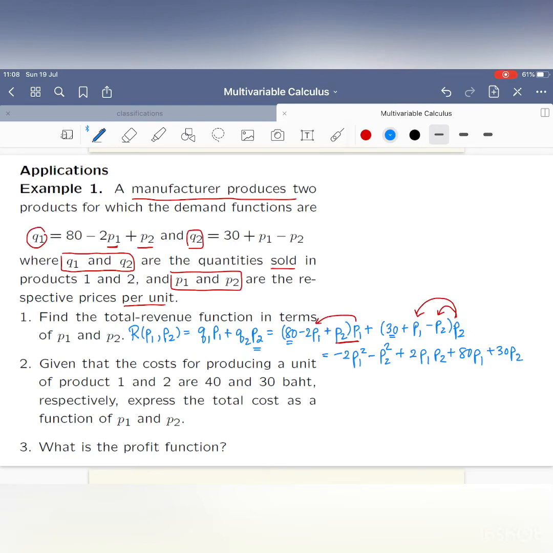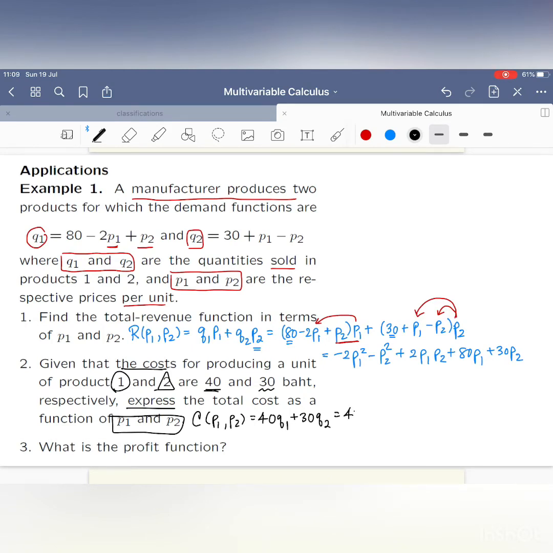And it says that the cost to produce the first product is 40 per unit, and the cost to produce the second product is 30 baht per unit. So can you express the total cost in terms of P1 and P2? The cost is of course 40, this is to produce one of the first product, but you need to produce Q1 of the first product to be sold, and 30 is for one unit of the second product, but you actually produce Q2 of them.